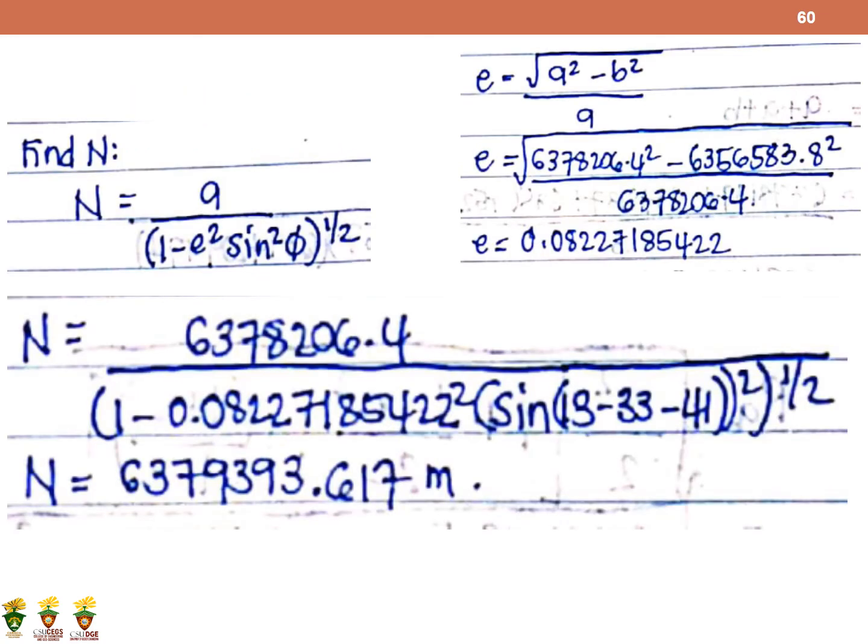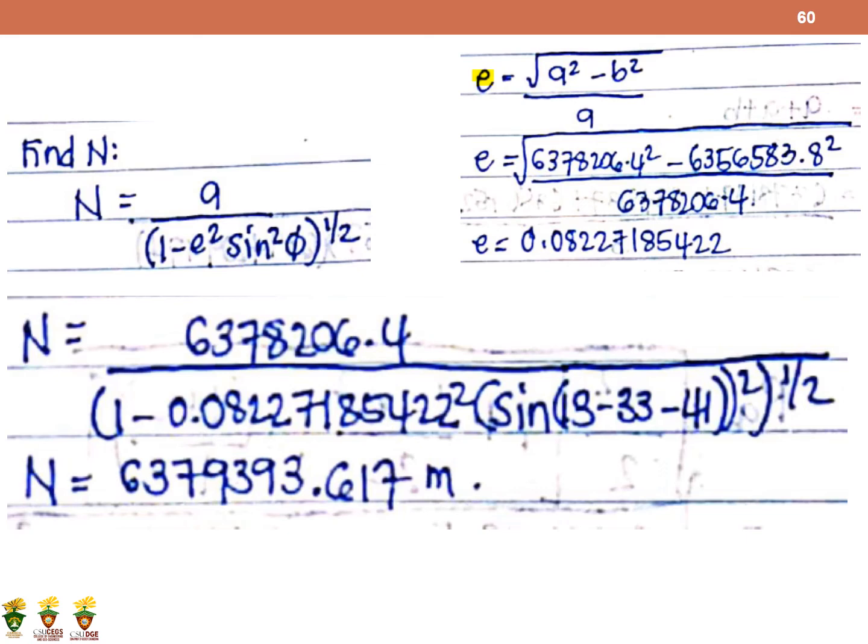So let's solve for N first, since it is the most used in solving space rectangular coordinates. We need N and the eccentricity, but first we need to get the eccentricity because what we are given is only the semi-major and semi-minor axis. The formula for eccentricity is the square root of a squared minus b squared, all over a. Substitute the given variables.